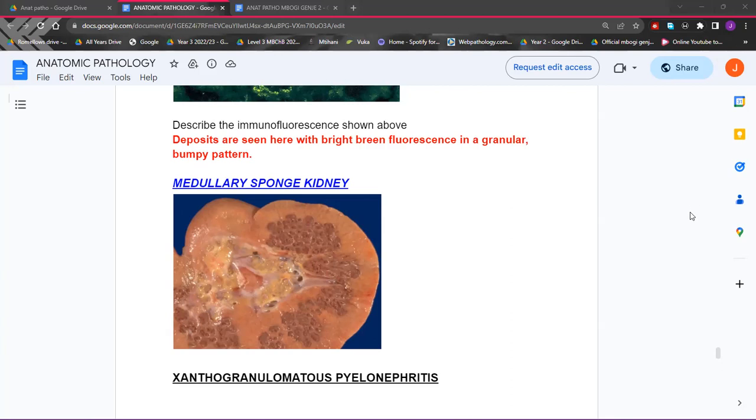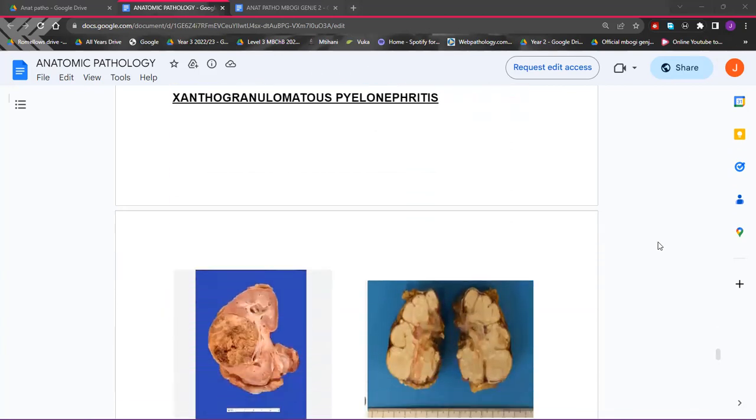Now, next we have what we call xanthogranulomatous pyelonephritis. What are some of the clinical features of a person presenting with this type of pyelonephritis? How would you expect a patient with xanthogranulomatous pyelonephritis to present? Yes, hematuria, dysuria, flank pain. Exactly, you guys are doing well. Anorexia, chills, fever.